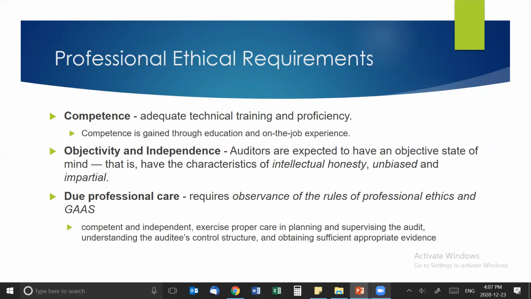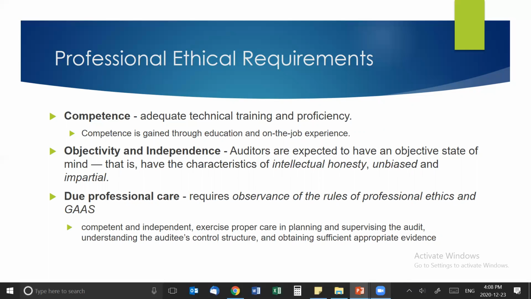Auditors also have to be objective and independent. When looking at a company's financial statements, auditors are expected to have an objective state of mind. They have to be unbiased, impartial. They have to be independent. There shouldn't be any financial gain that they're going to get out of saying that the revenue number is correct when it actually isn't correct. We'll talk about independence in a lot more detail in Chapter 3.